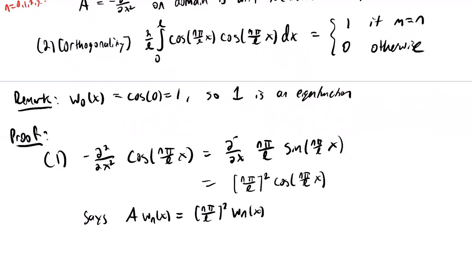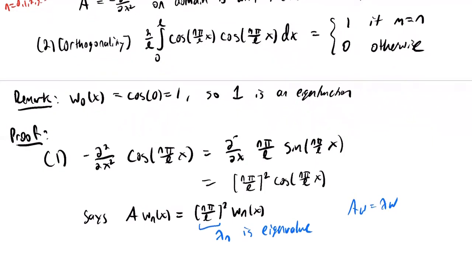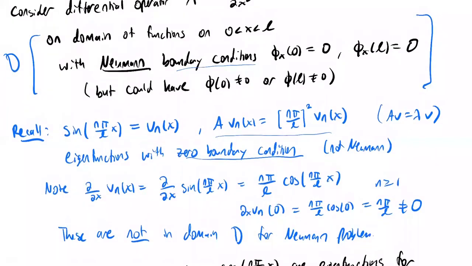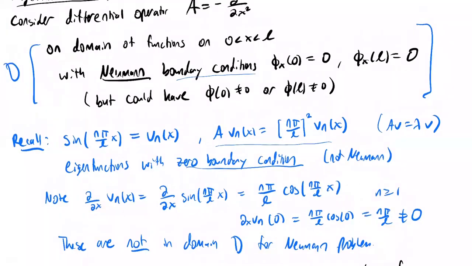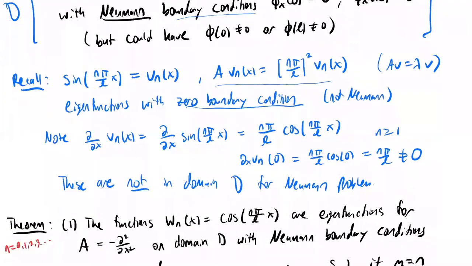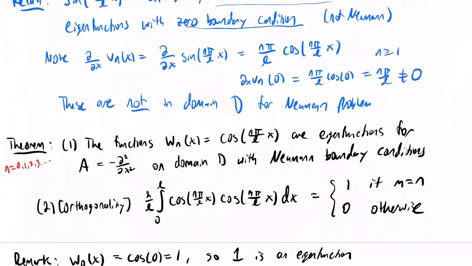And so this quantity here, which is sometimes denoted lambda n, is the eigenvalue, right? And so this shows that these functions solve this eigenvalue equation. So that's the first part. But the second thing that we want to check is not just that they solve the eigenvalue equation, but that they have the correct boundary conditions. We need the Neumann boundary conditions. Otherwise, these functions are not in the domain that we specified. Remember, we specified this particular domain D.